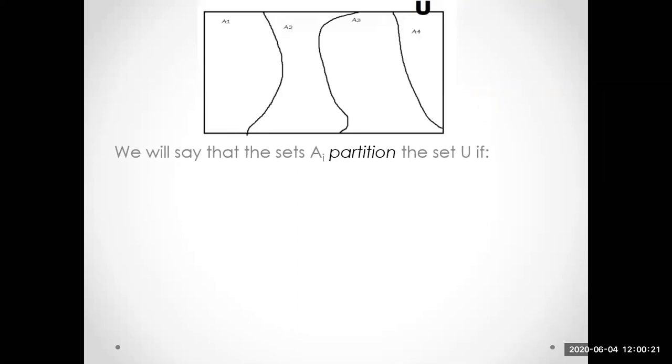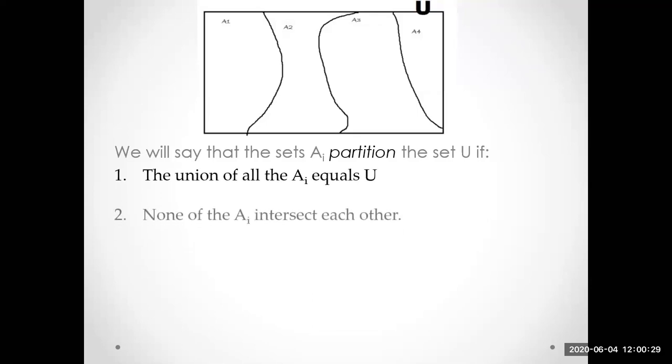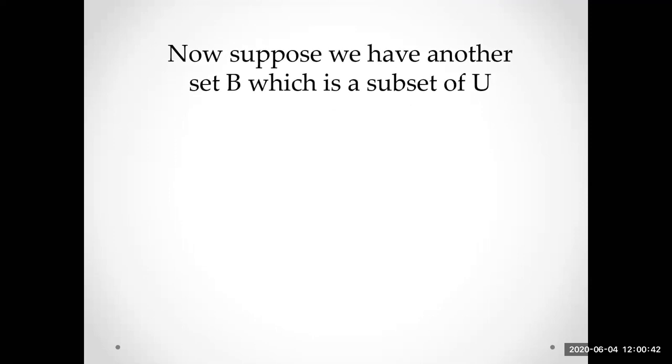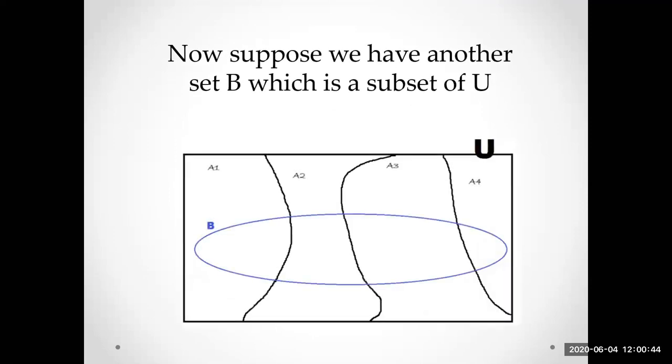We will say that the sets A sub i partition the set U if the union of all of them equals U and none of them intersect each other. So this is a partition. The picture above forms a partition. Now suppose we have another set B like that. Same kind of picture as before.